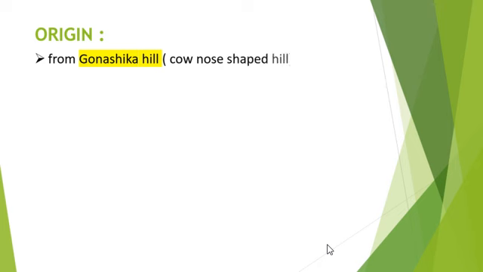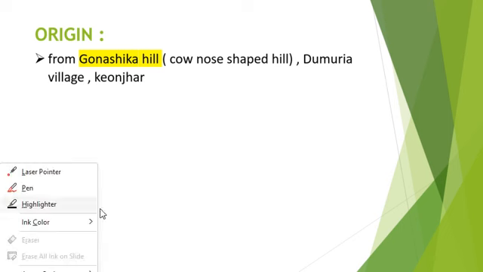So, dear friends, let us understand the origin of Baitarini River. Baitarini River originates from the Gonasika hill, which is situated at Dumriya village of Keonjhar district. Its name is Gonasika hill because its shape is cow nose shaped. It is a cow nose shaped hill, so its name is Gonasika hill.